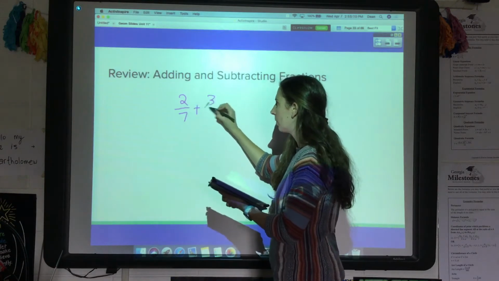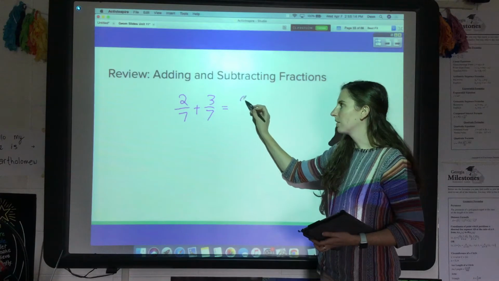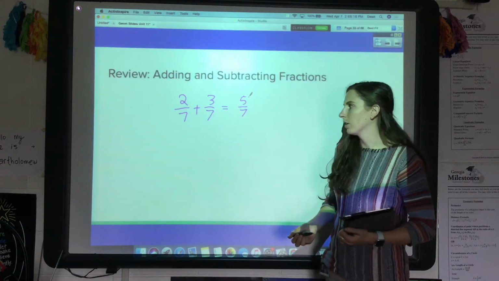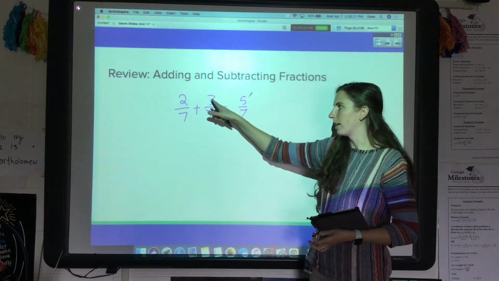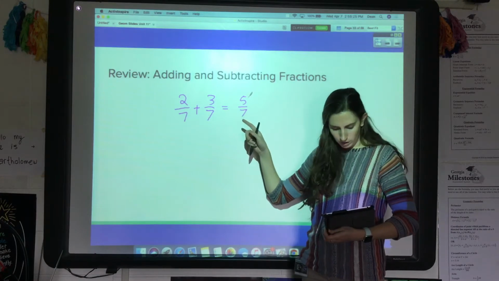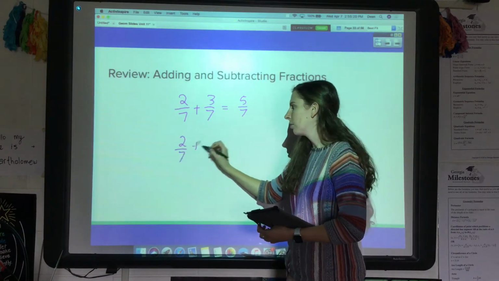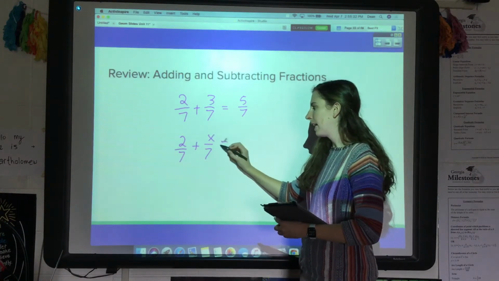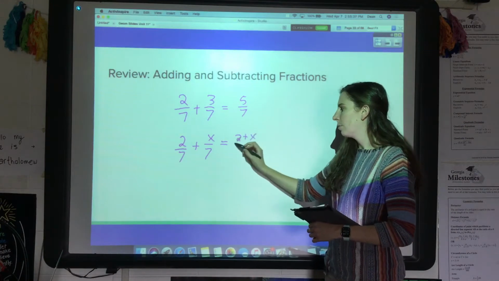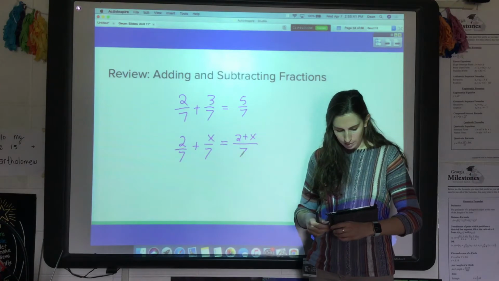Here's a little example. If I want to do 2/7 plus 3/7, that just makes 5 of those sevenths. So this process is important. You add up the numerator, but that common denominator stays the same. So keep that idea in mind. Let's say if I had 2/7 plus x sevenths, I would still just add the numerator, 2 plus x, but the denominator stays the same, and they have to have a common denominator.